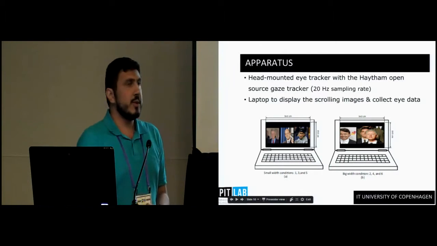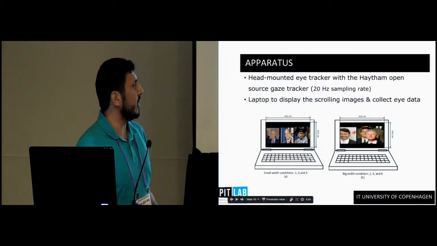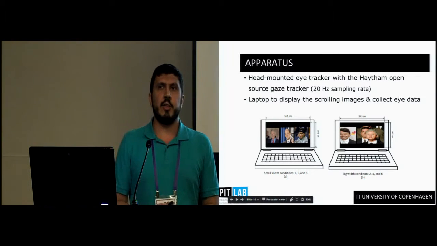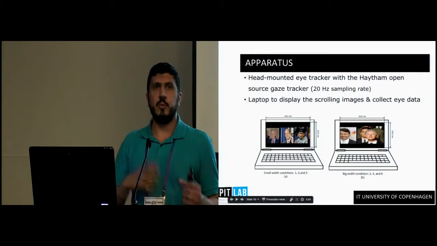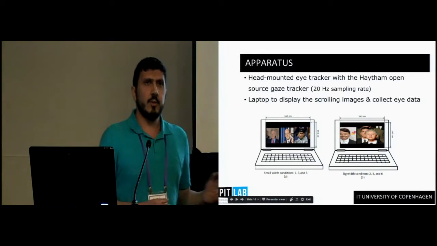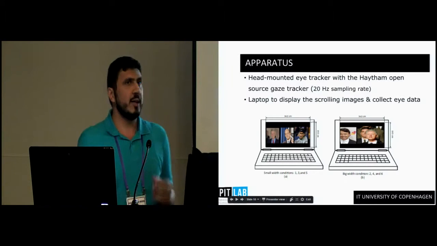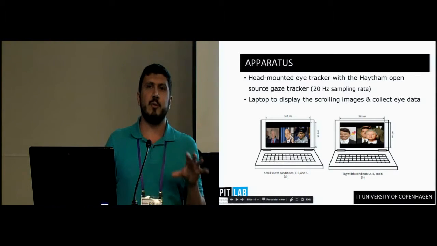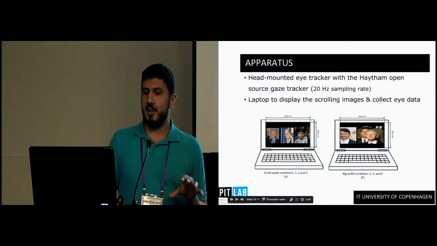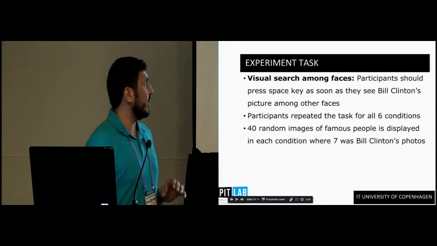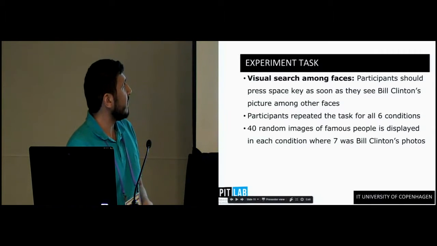So they invited the participants, and they asked them to wear a head-mounted eye tracker. On a laptop, they were watching images of political figures moving from right to left. The task was to identify which pictures have Bill Clinton, and they should hit the space bar once they see these pictures. So that was the task they were supposed to do.